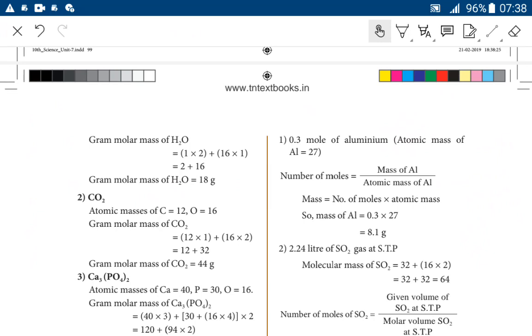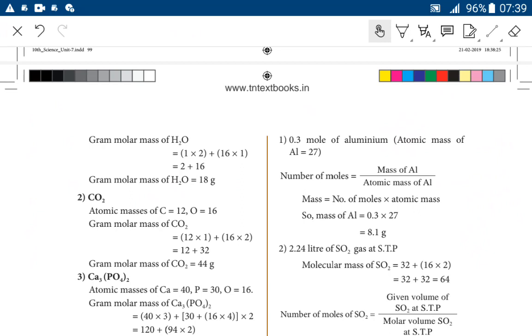Similarly, carbon dioxide: the atomic mass of carbon is 12, and oxygen similarly 16. There is only 1 carbon atom and there are 2 oxygen atoms. So you have to multiply the number of atoms into its atomic mass. It will give 44 gram.